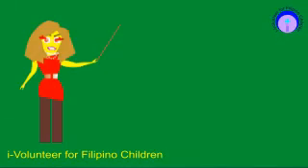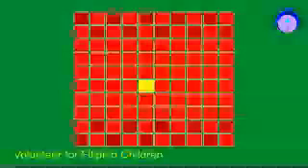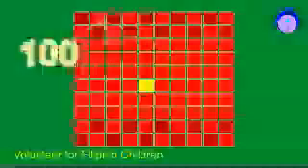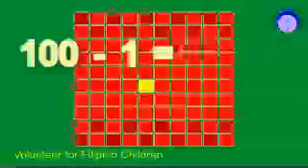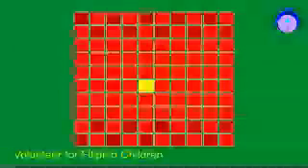What is your technique in finding the number of red and yellow blocks? From our previous example, we have 100 red blocks, and this time we have 1 yellow block. Therefore, our operation will be subtraction. 100 minus 1 is equal to 99 red blocks.